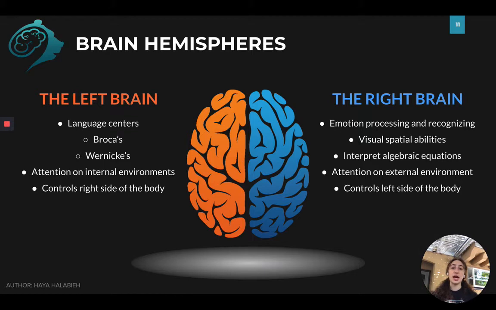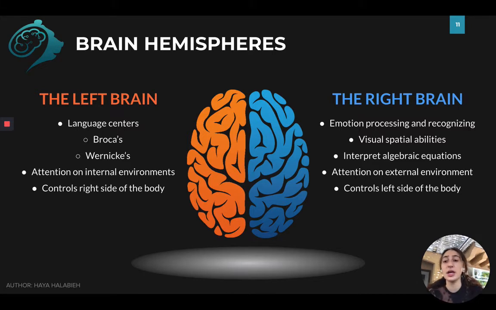Okay, now let's break the brain into our right and left. And it's actually flipped, so right and left are on other sides. When we're looking at it, we see right and left. So the right is responsible for emotion processing and recognizing emotions, visual spatial abilities, interpreting algebraic equations, attention on the external environment, and it controls the left side of your body. So all of this, my left arm, my left leg, is all being controlled by my right brain.